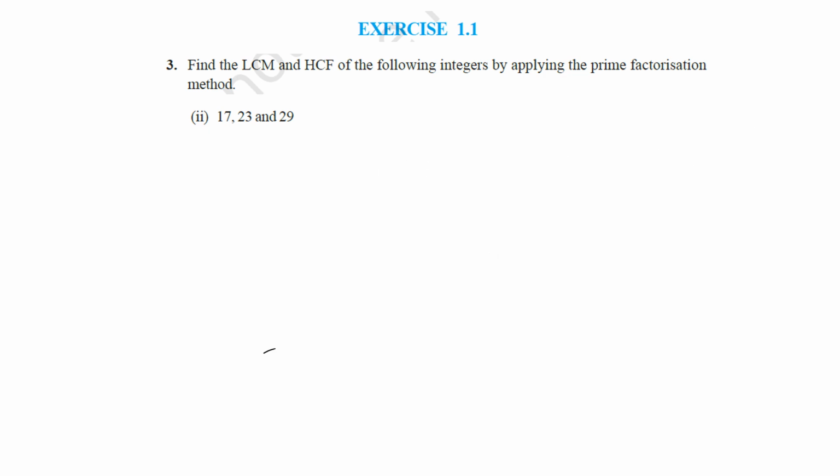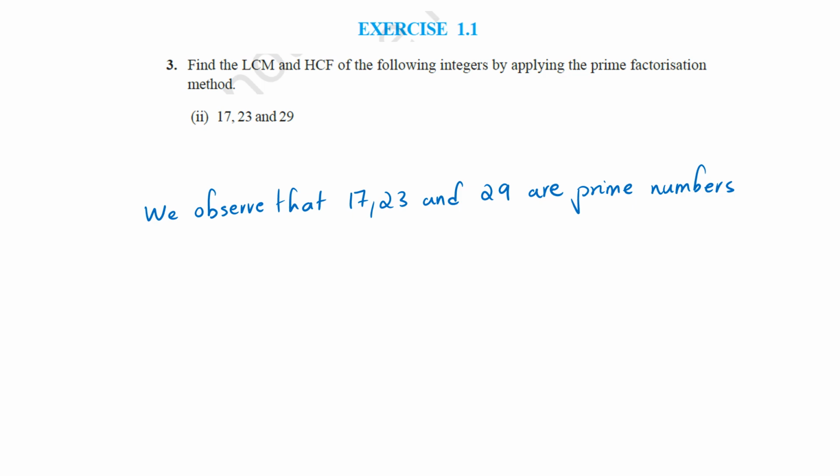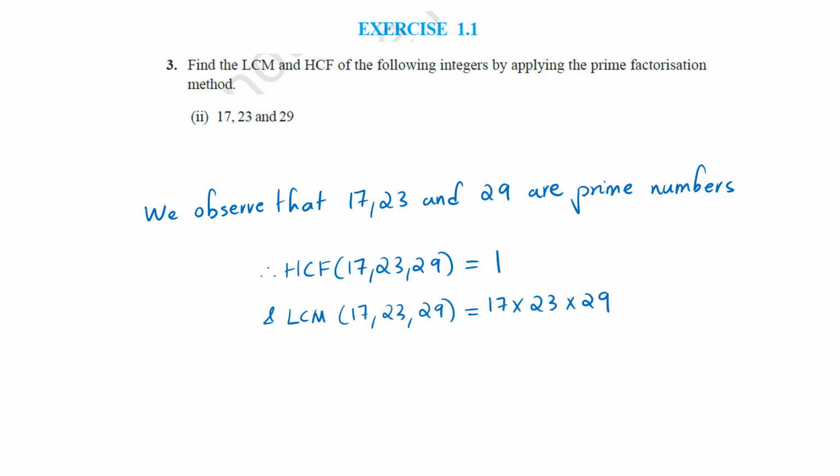Okay, let's do this question now. Here we have 3 numbers, 17, 23, and 29. Let's start. 17, 23, and 29 are prime numbers, so their prime factorization would be the number itself. So HCF would therefore be just 1 because we don't have any common factor apart from 1. And LCM would obviously be the product. If you recall, 17 times 23 times 29 is 11,339. Of course, you can multiply it and see it for yourself.